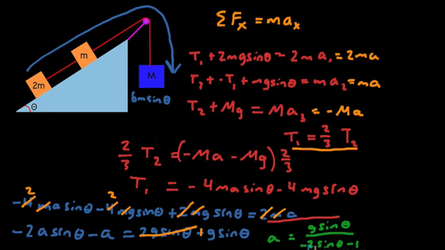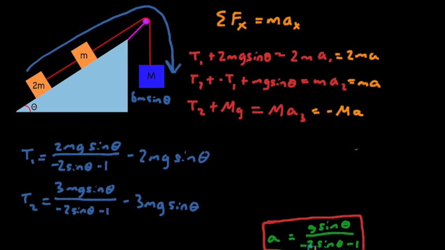So because this is our value for a, this means that this is the rate at which the first two objects will now accelerate, and the opposite of this, which is g sine theta over 2 sine theta plus 1, is the rate at which the third object will accelerate. And if you wanted to, you could use this value to plug back into our equations and solve for the two tension forces T1 and T2 as I've done here.